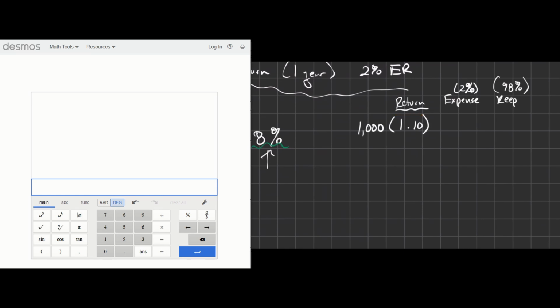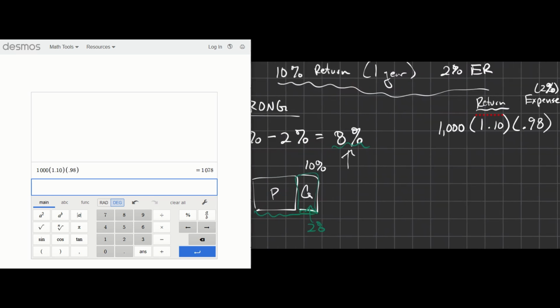So this is going to grow to a certain amount. In this case, you're going to add $100, so you're going to have $1,100 after the year, and you get to keep 98% of that, because whoever's managing the money is going to take 2% of that value. So you can just multiply that by 0.98. That's how much you'll get to keep. We can run that calculation here: $1,000 times 1.10 times 0.98. You'll see in this case the return is not an 8% return like we predicted over here.